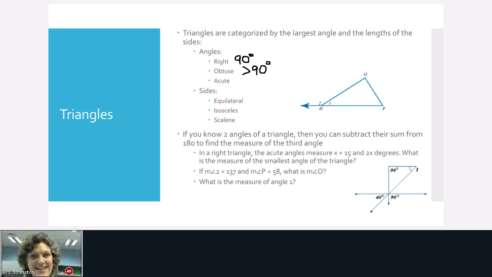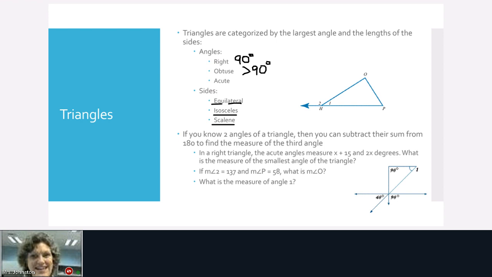If all the sides are of equal length, it's equilateral, which literally means equal sides. In fact, an equilateral triangle would also have equal angles. An isosceles triangle has at least 2 sides that are equal, and a scalene triangle has no sides that have the same length.